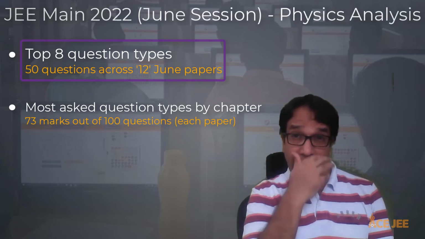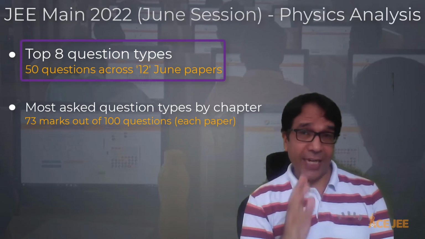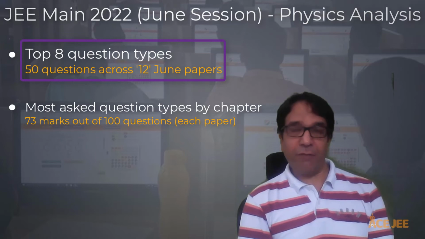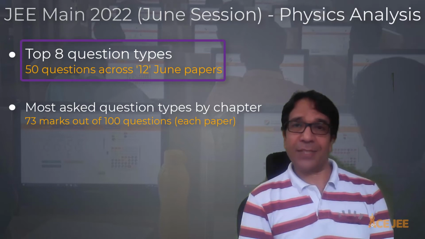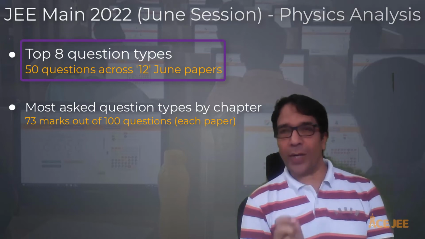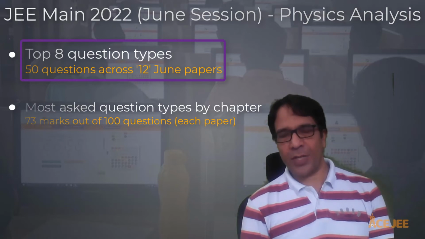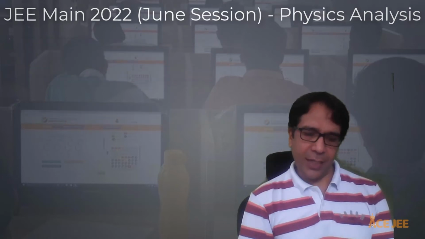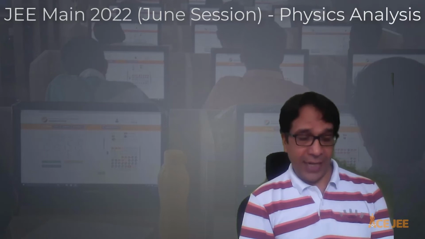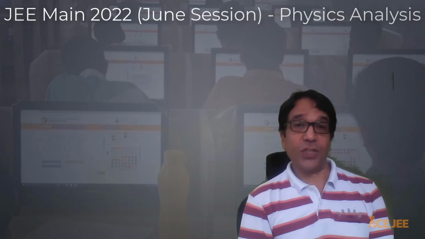There were 8 types of questions, only 8 types of questions which appeared 50 times in these 12 papers. So what are those question types? We'll talk about them in just a moment, but let's first go through the different chapters and see how many questions we got from each chapter.